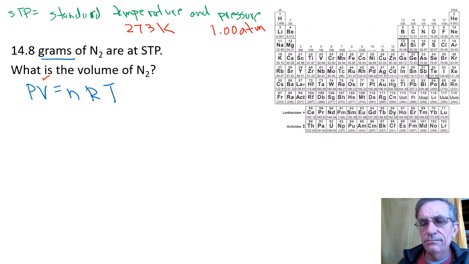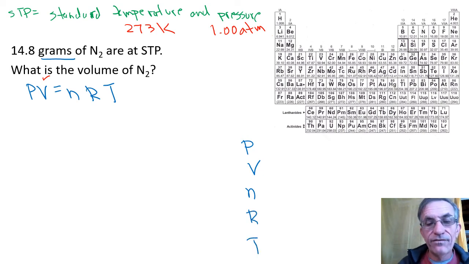If not, we'll have to do a little extra work or maybe do a little converting. All right, so I'm going to make my list over here: P, V, N, R, T. If you are looking for V, you need to know everything else. All right, let's look. Do we have it?